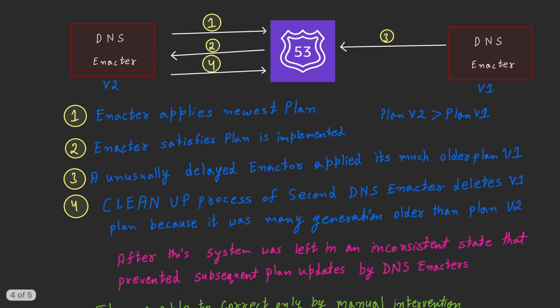So here we will understand the core reason behind the race condition that happened. Race condition happened because take the example of two DNS enactors, a DNS enactor with plan V1, a DNS enactor with plan V2. Plan V2 is newer than plan V1. So what happened is the DNS enactor with plan V1 was waiting for the Route 53 resource, and the DNS enactor for plan V2 was updating it. Like in the first step, the enactor applies the newest plan, which is V2, in Route 53. In the second step, the enactor verifies the plan is implemented in Route 53. So after an enactor implements its plan in Route 53, it also fires a cleanup process.